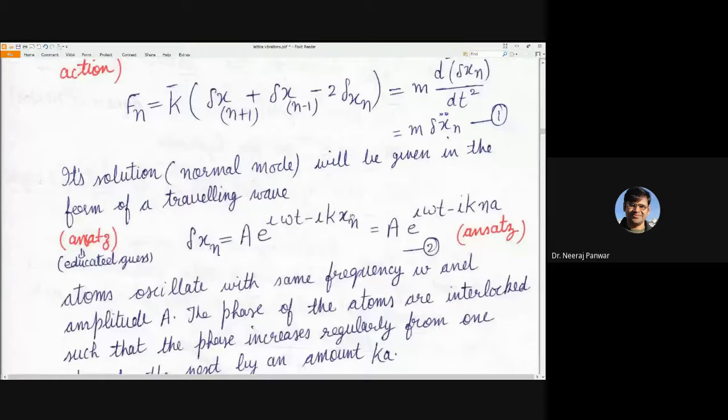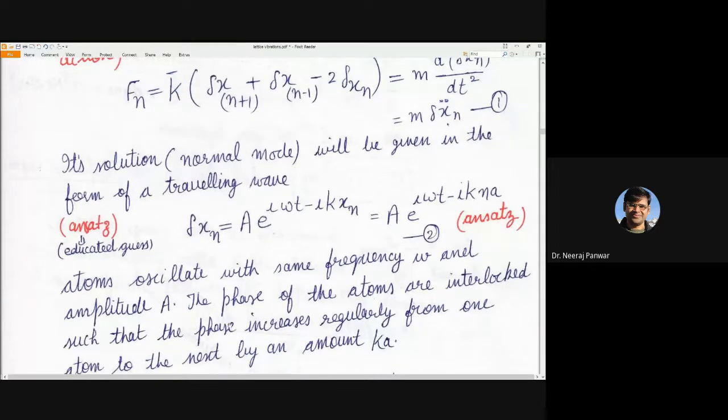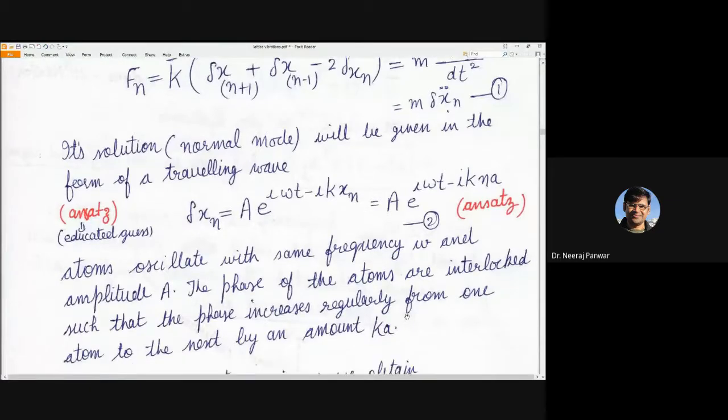Atoms oscillate with the same frequency. That's why we have only one frequency denoted by omega, and they have the same amplitude of vibration. The phase of the atoms are interlocked such that the phase increases regularly from one atom to the next atom by an amount Ka.